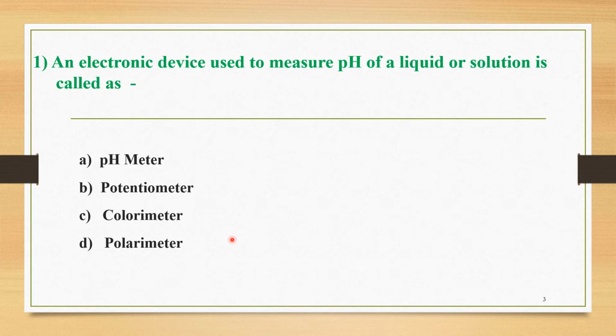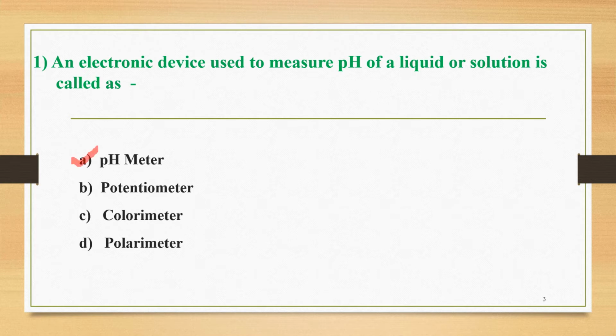The first MCQ in this lecture is: an electronic device used to measure pH of a liquid or solution is called as, and the four options are: A is pH meter, B is potentiometer, C is colorimeter, and D is polarimeter. Now, in order to measure the pH of a given liquid or solution, one instrument is commonly used. The correct option of this question is option A, that instrument is called the pH meter.